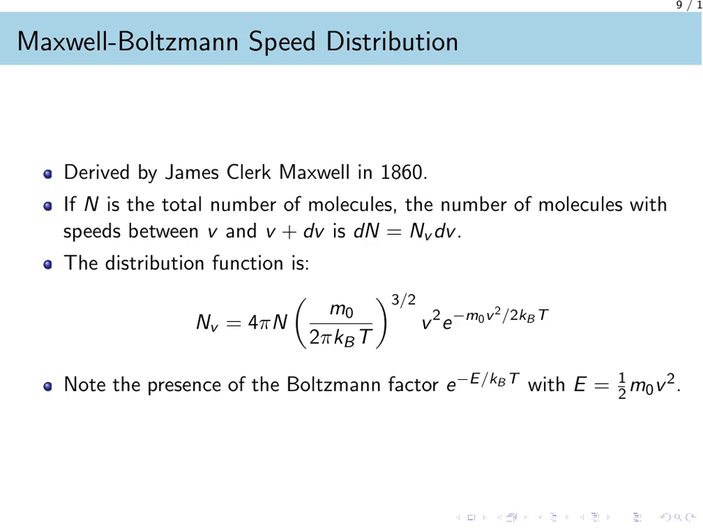While Boltzmann focused on energy, James Clerk Maxwell derived an expression for the distribution of molecular speeds in 1860. In this model, if n is the total number of molecules, the number of molecules dn with speeds between v and v plus dv is given by the Maxwell-Boltzmann speed distribution function. This function is 4 pi times the total number of molecules, multiplied by the quantity of the mass of a molecule, divided by 2 pi times the Boltzmann constant times temperature, all raised to the 3/2 power. This is then multiplied by the speed squared and the Boltzmann factor, which is the exponential of negative molecular mass times speed squared divided by 2 times the Boltzmann constant times temperature.